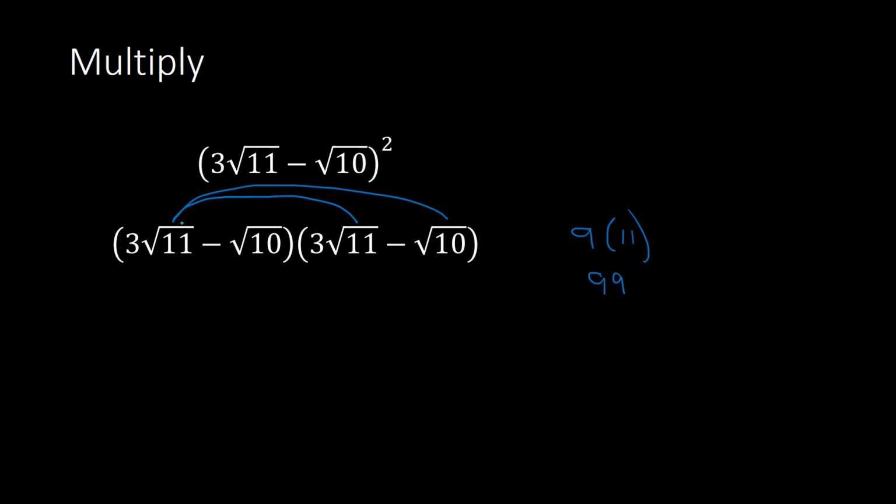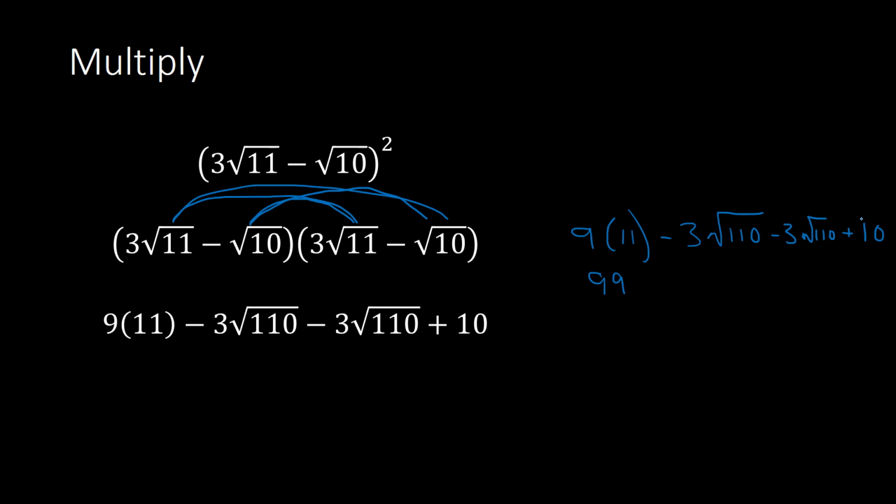And then 3 square root of 11 times negative square root of 10 would give you a negative 3. The 3 stays by itself, and you can combine the radicals, square root of 11 times the square root of 10, to get square root of 11 times 10, which would be 110. And then do the same thing with negative square root of 10. I can distribute to both terms. So negative square root of 10 times 3 square root of 11 would be a negative 3 square root of 110. And then negative square root of 10 times the negative square root of 10. Negative times negative gives me a positive. Square root of 10 times the square root of 10 would just become a 10.